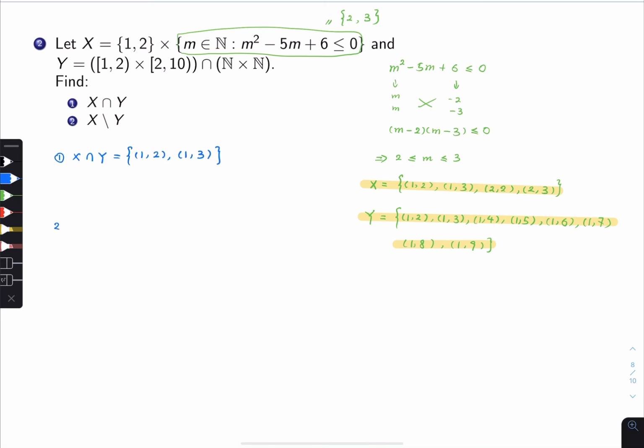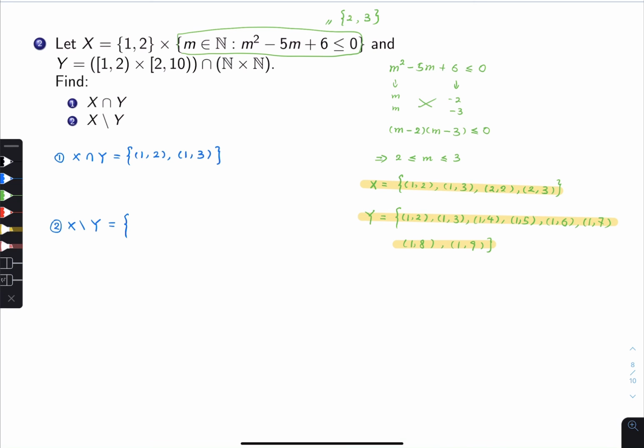Now, number 2, X minus Y. So we want the elements that are in X but not in Y. So (1, 2) is in X, but (1, 2) is in Y as well, so that's not gonna be in our X minus Y. (1, 3) is in X, but it's in Y as well, so that's not gonna be in there.